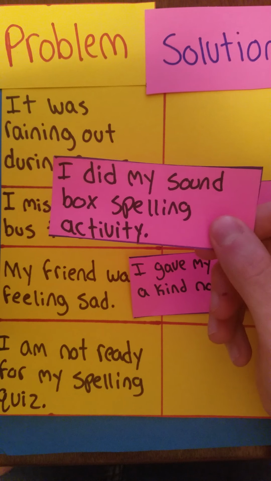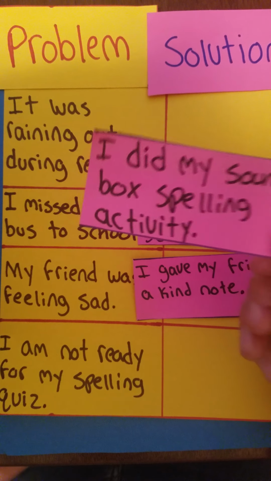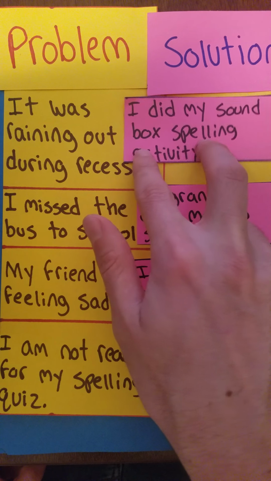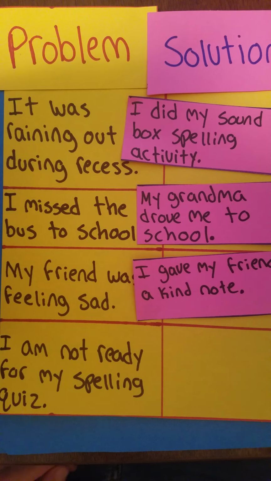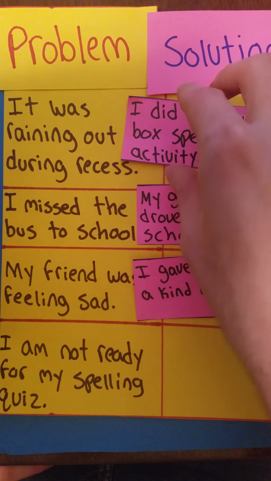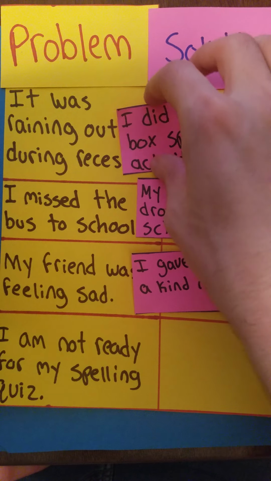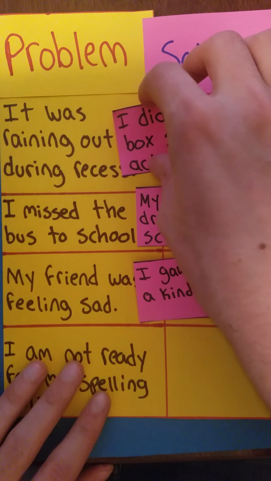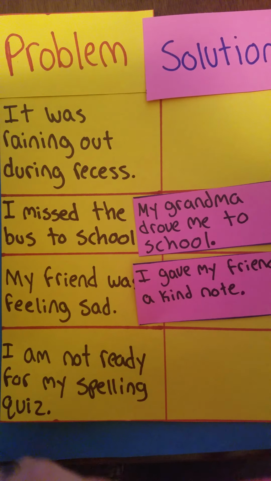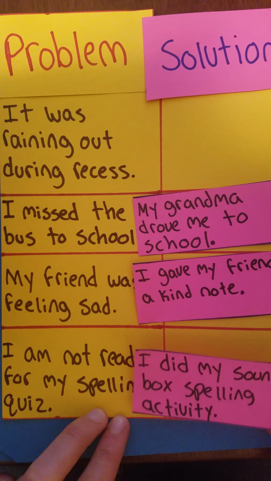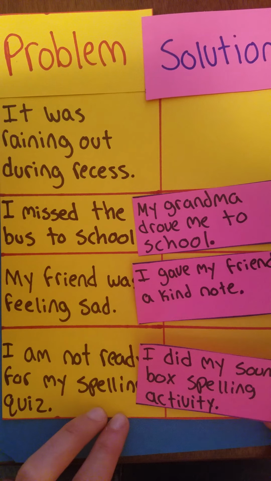I did my soundbox spelling activity. It was raining out during recess. Now, maybe because it was raining out, you practiced your spelling activity instead of playing outside, maybe. But let's see if we can try and find a problem that it best matches. I am not ready for my spelling quiz. Well, the soundbox activity would definitely make you a better speller.